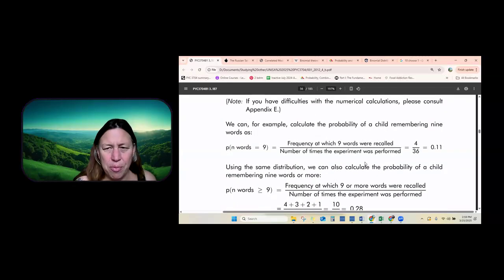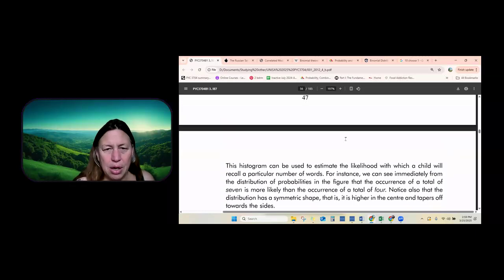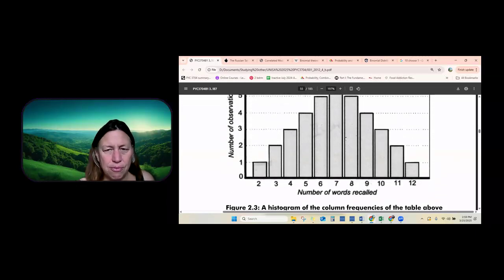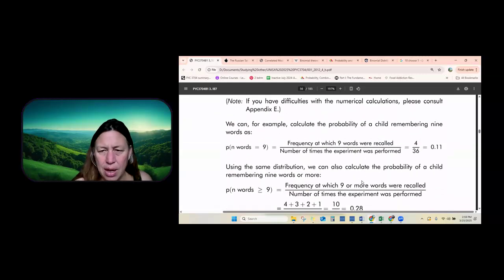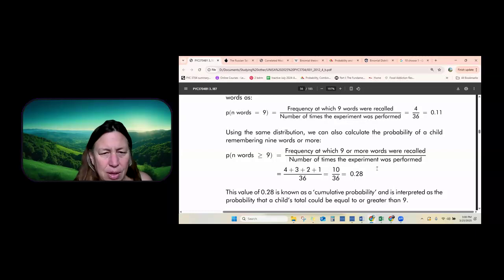Okay, the probability of a child remembering 9 words. What is the probability of a child remembering 9 words? We say, how many times was 9 words remembered? 4 times, divided by the total of 36 possible outcomes. Okay, 4 over 36, which is 1 over 9, which is 0.11 or 11%.